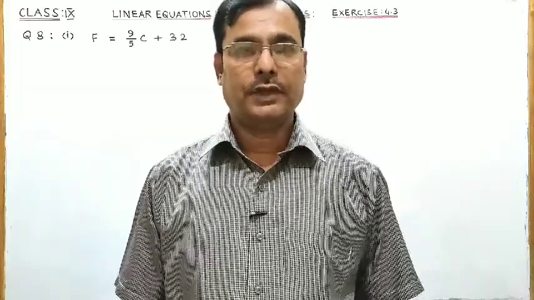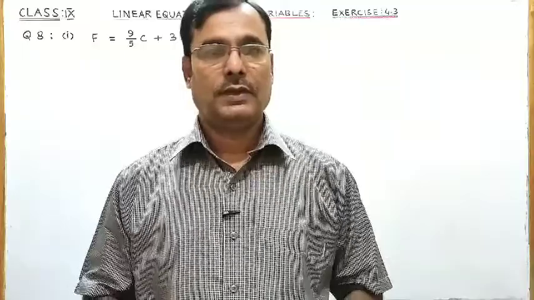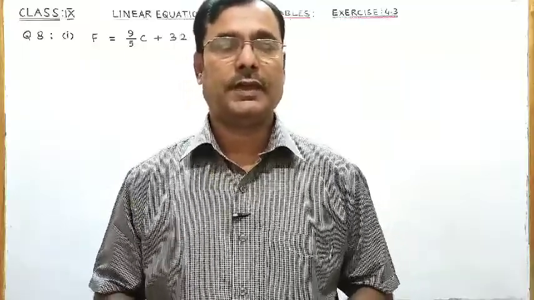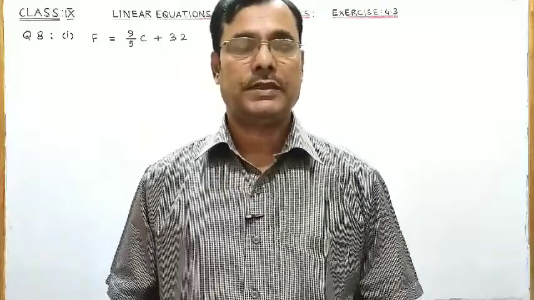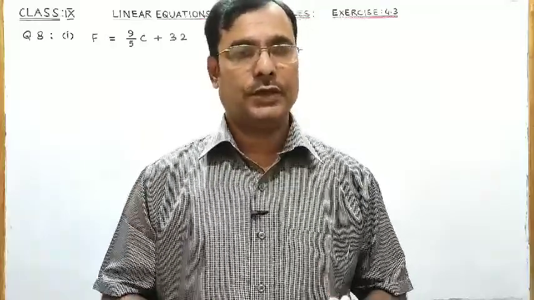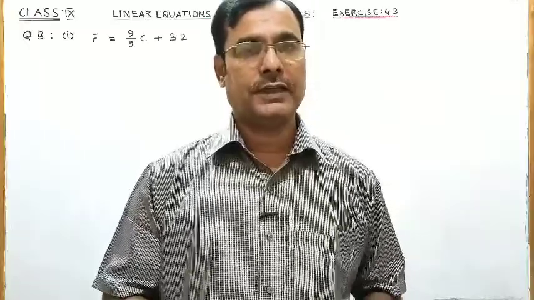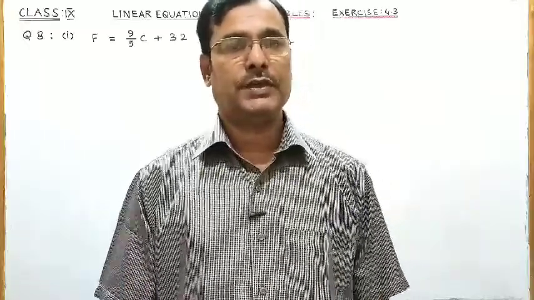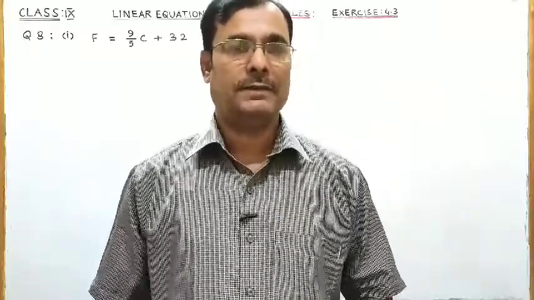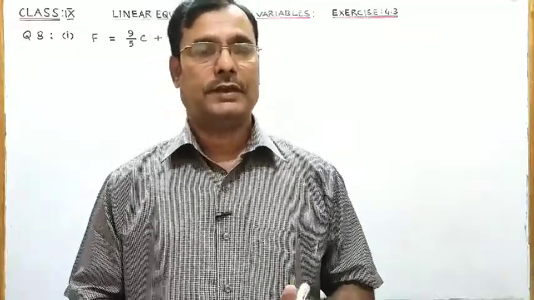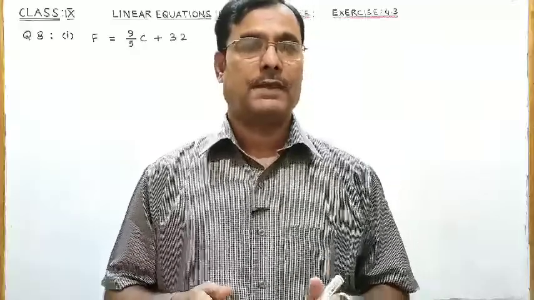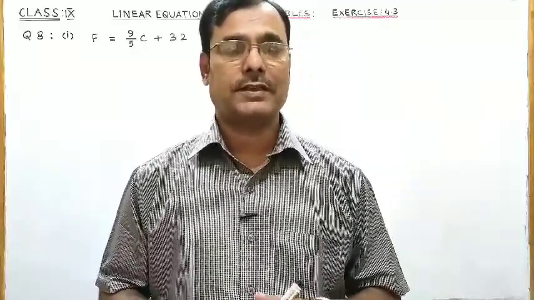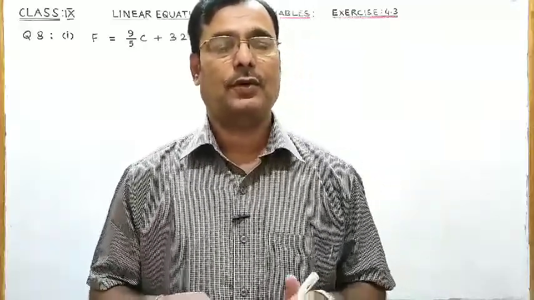Exercise 4.3 question number 8. In this question we are given a linear equation F equal to 9 by 5 into C plus 32, which converts temperature in Celsius scale to temperature in Fahrenheit scale, and we have to draw a linear graph of this linear equation using Celsius for x-axis and Fahrenheit for y-axis.